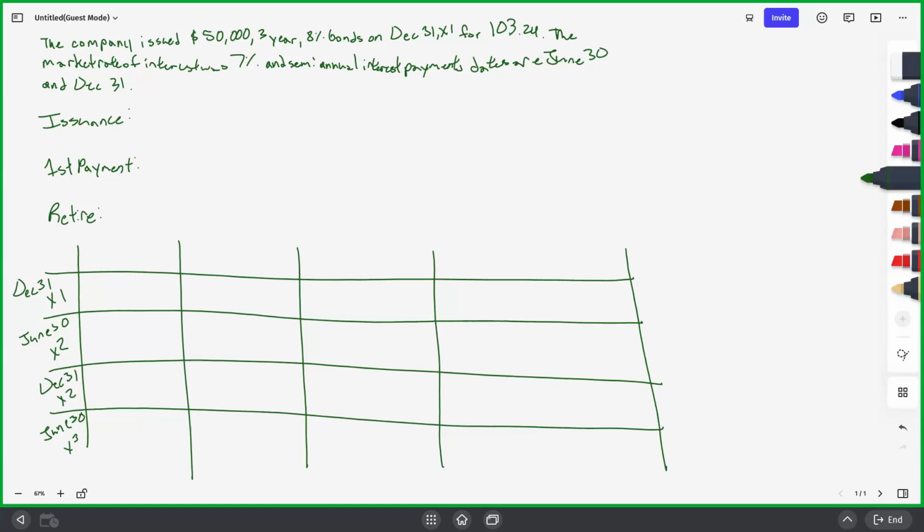I'll give y'all 10 minutes. How many do you want us to make? We're gonna just work on 3. So work on 3 on the amortization. Contract rate is 8%, market rate is 7%. These were sold for 103.24, 50,000 bonds, 3 years with semi-annual payments.